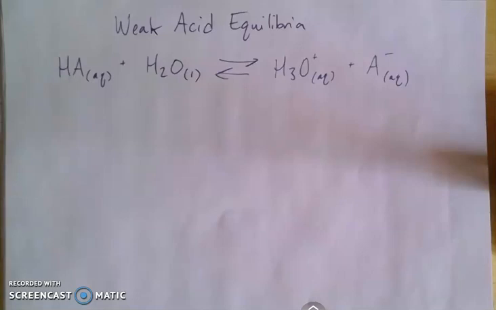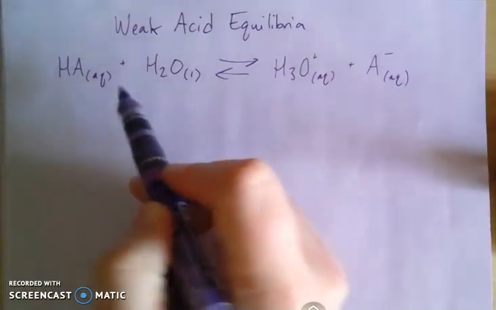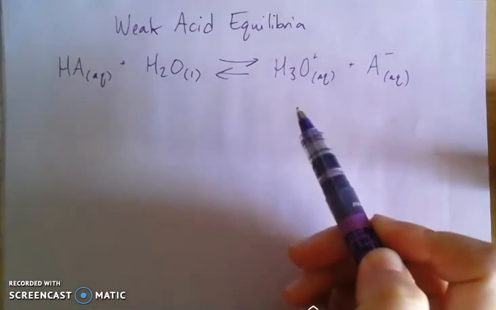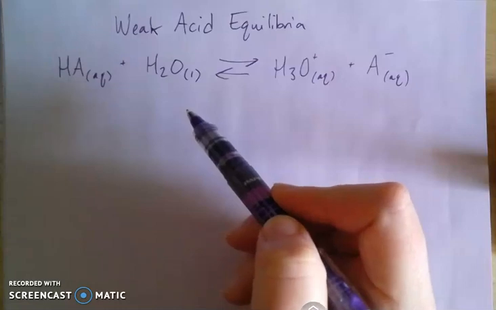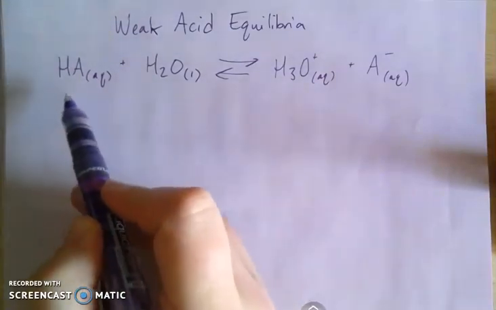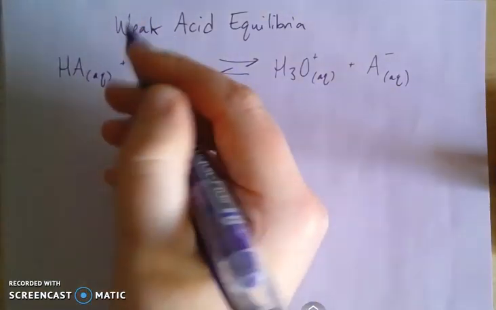Okay, today we're going to talk a little bit about weak acid equilibria. So we've talked a lot about equilibrium, and we know that dynamic equilibrium is when the rate of the forward reaction is equal to the rate of the reverse reaction. So if we're looking at this particular reaction, then we have HA, which is a binary monoprotic acid.